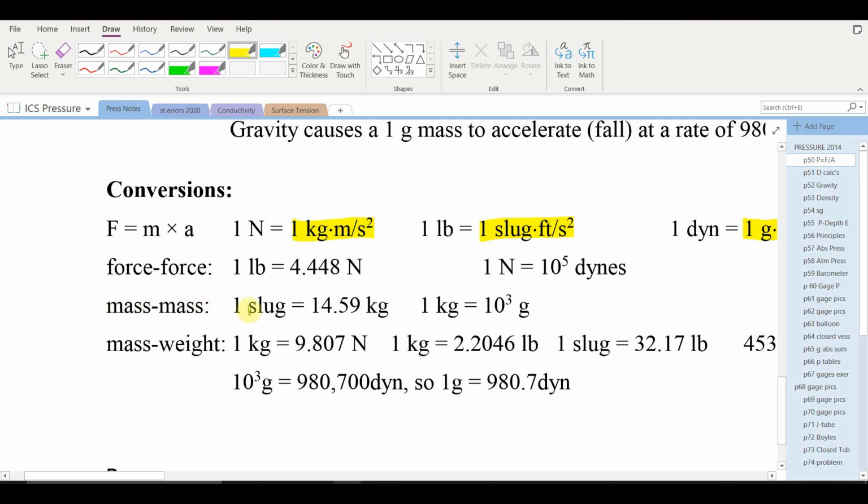Mass-to-mass conversions. A slug is 14.59 kilograms, so it's quite a hefty mass. And a kilogram is 1,000 grams. Now a gram is approximately the weight of a raisin. Helpful to keep that in mind.